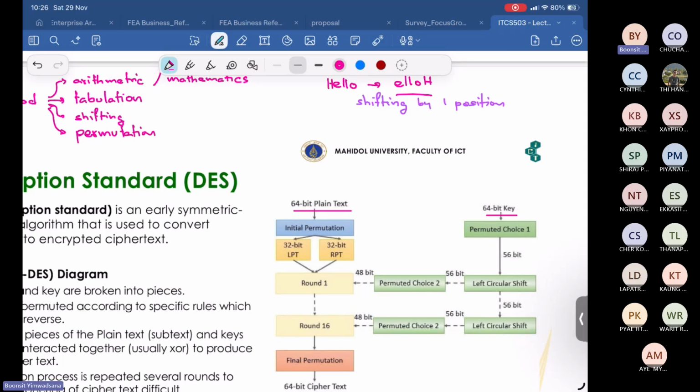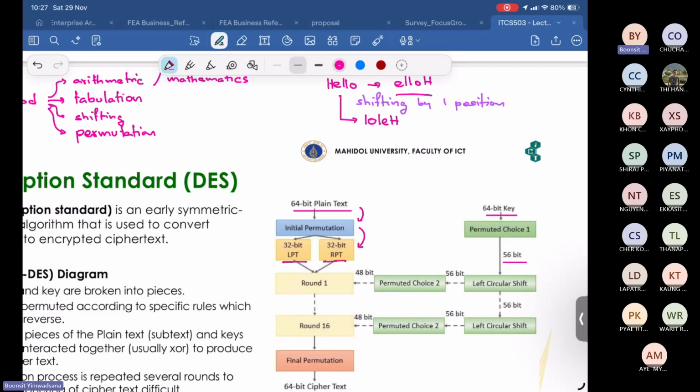So instead of hello becoming ELLOH, you can do a permutation and say LOLEH. So you basically permute it, or you switch the positions in a certain way. Then you take the text and perform permutation, and then you split the 64-bit permuted word into two parts. On the right-hand side, the 64-bit key is first permuted as well, and selected to use only 56 bits.